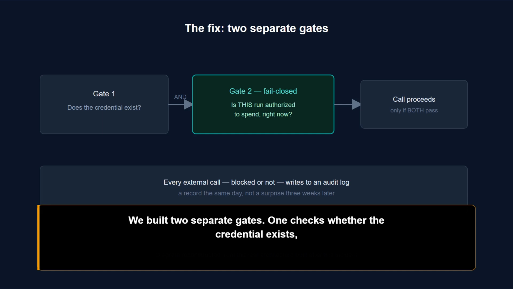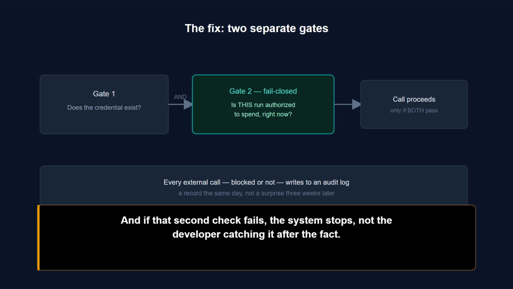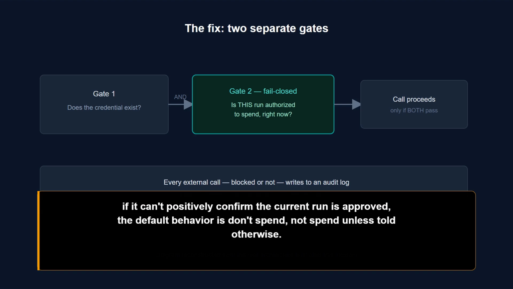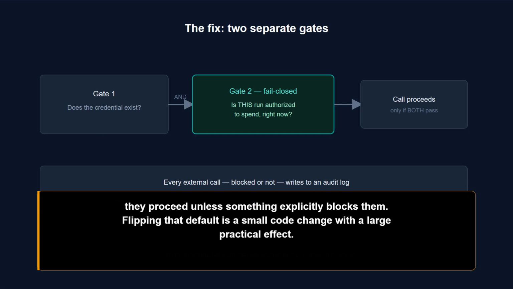We built 2 separate gates. One checks whether the credential exists, and a completely separate one checks whether the current run is actually authorized to spend anything right now. And if that second check fails, the system stops, not the developer catching it after the fact. That second gate is fail closed, which is the part that actually matters. If it can't positively confirm the current run is approved, the default behavior is don't spend, not spend unless told otherwise. Most systems, if they check permissions at all, default the other way. They proceed unless something explicitly blocks them. Flipping that default is a small code change with a large practical effect.